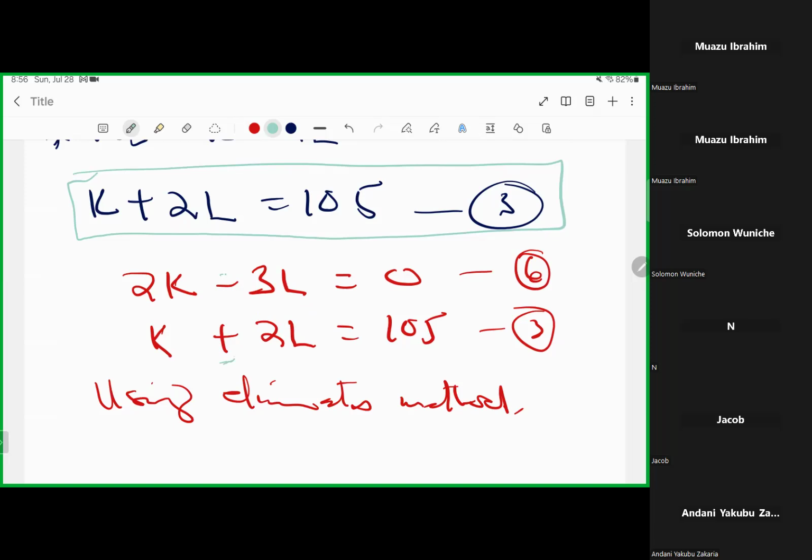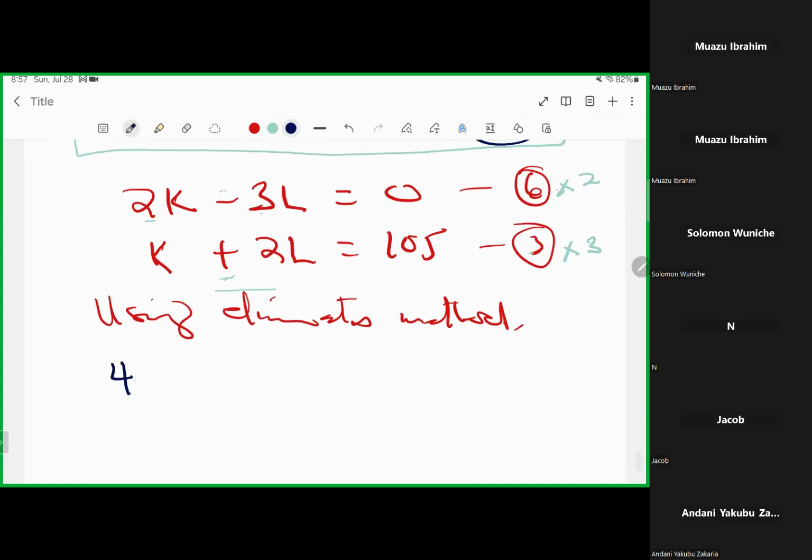We will eliminate L, which is the labor. So we multiply each equation by the coefficient of the other equation. So from equation 6, we will pick this and multiply by 2, and multiply here by 3. So here will give us what?